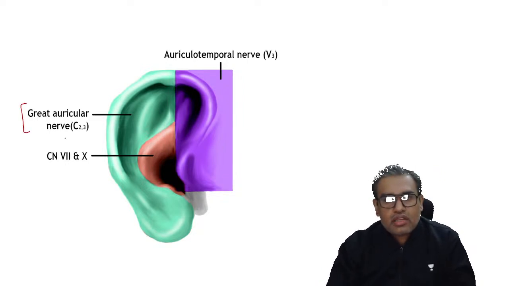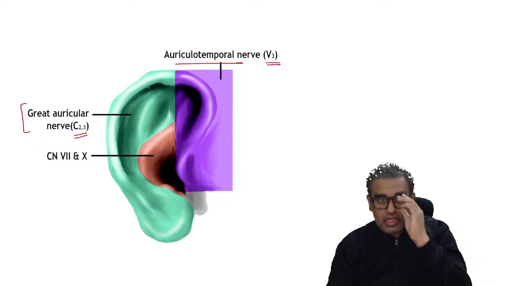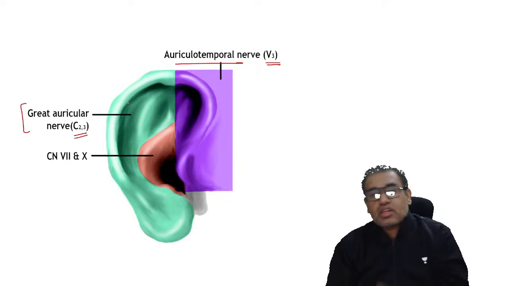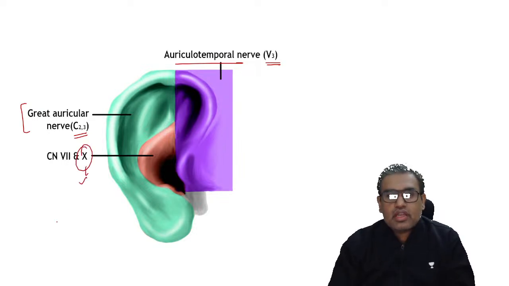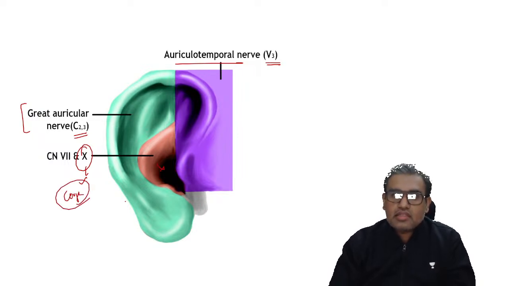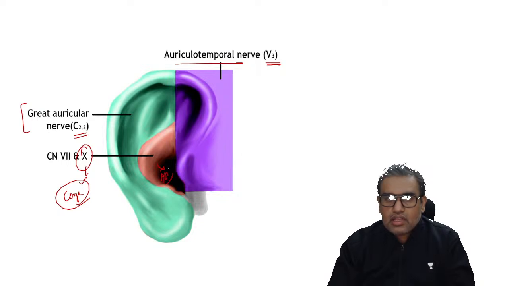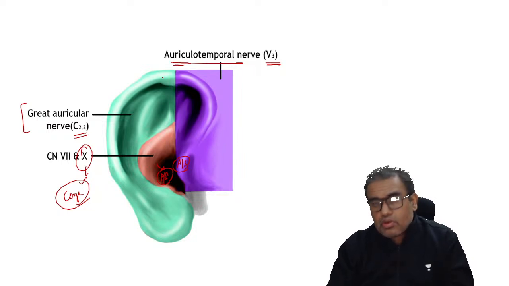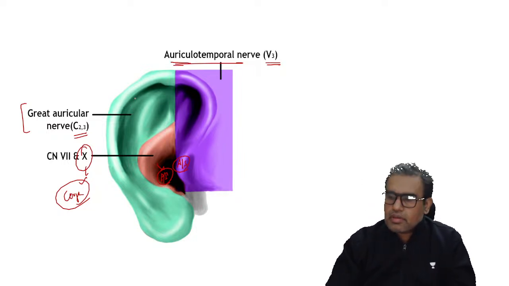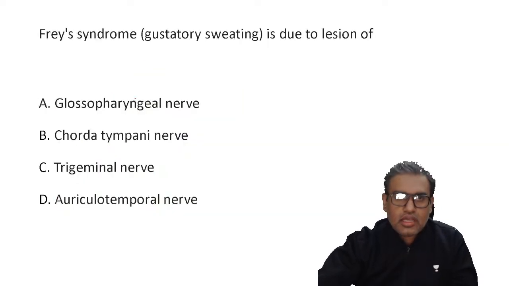This is the great auricular nerve, C2 C3 nerve supply. The auriculotemporal nerve is a branch of V3, which we already discussed. They are not involved in the cough, but this tenth nerve is a very important part of the cough reflex. It supplies the posterior inferior part of the external auditory canal, and the anterior superior part, or anterior half of the canal, is supplied by the auriculotemporal nerve. Remember this. Okay, tell me one more.